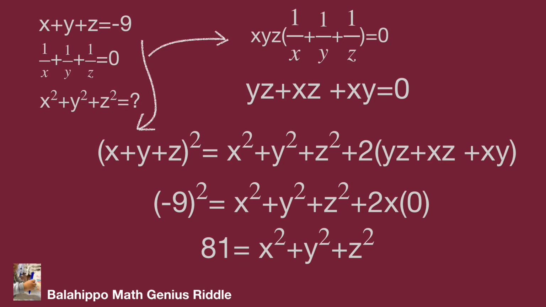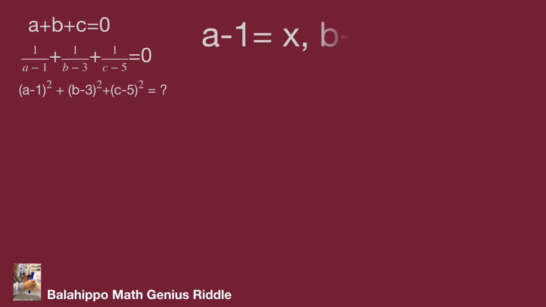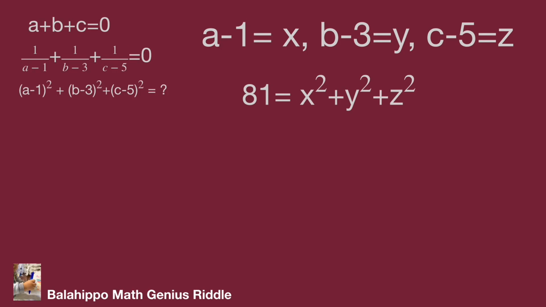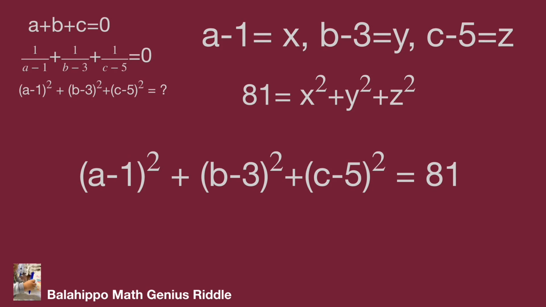So, go back to the question. Now we have 81 equals x squared plus y squared plus z squared. Substitute x by a minus 1, y by b minus 3, z by c minus 5. The equation becomes (a minus 1) squared plus (b minus 3) squared plus (c minus 5) squared equals 81. That's the answer.